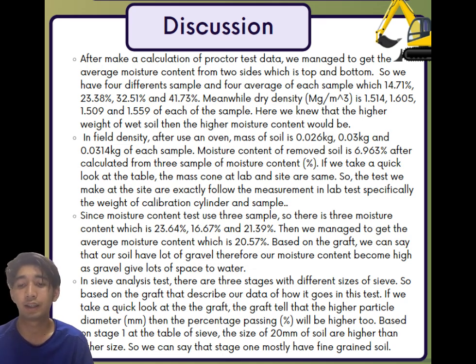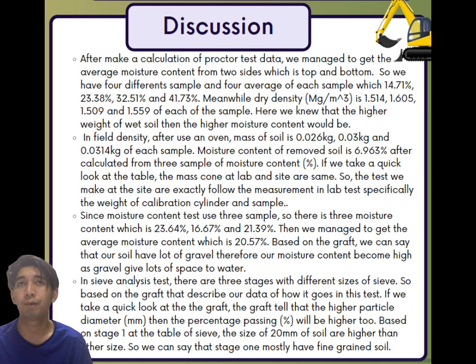For this test, based on our data, the first moisture content sample that we have got is 23.64%. The second sample is 16.67%, and the third sample is 21.39%. And from the moisture content data, we will calculate the average moisture content.